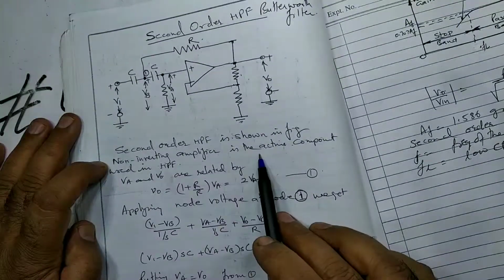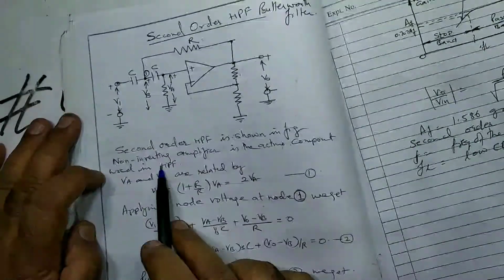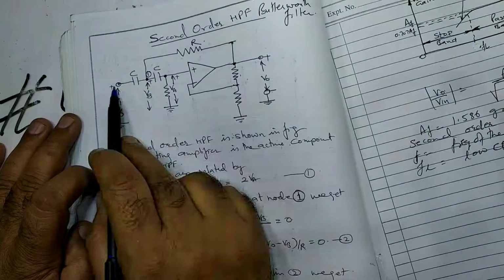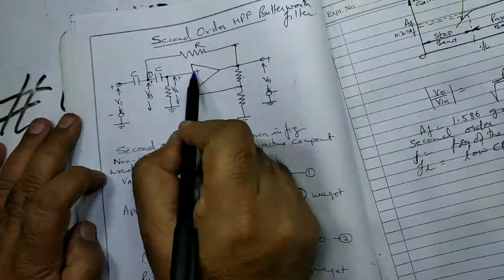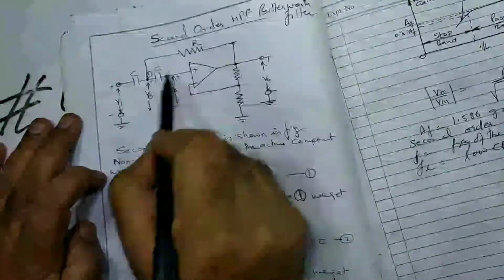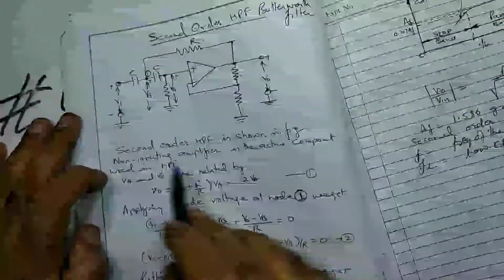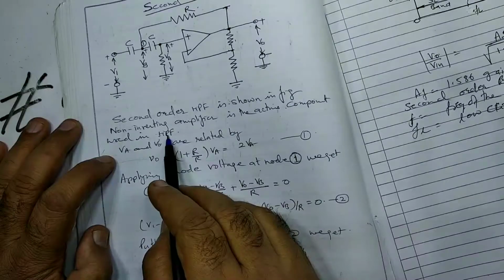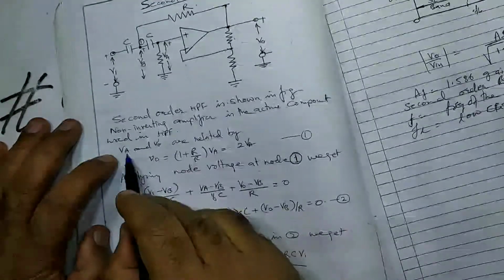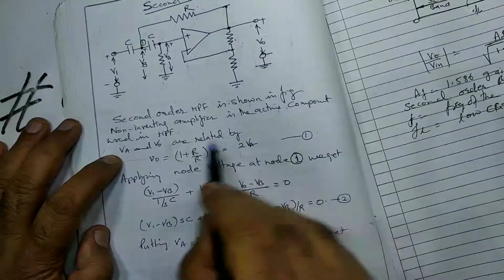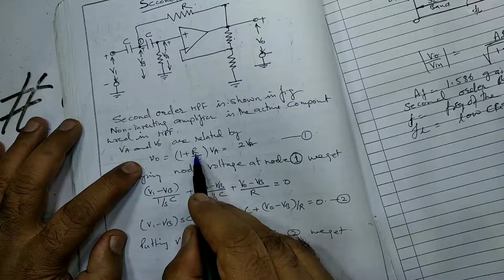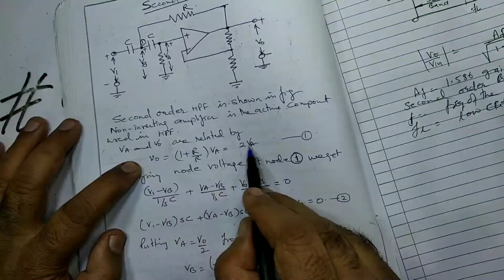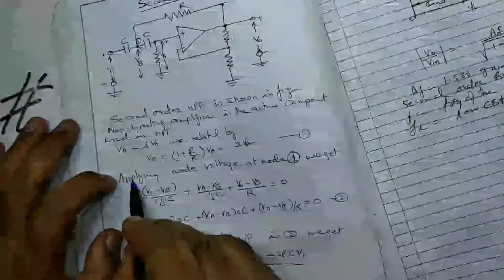A non-inverting amplifier is the active component used in the high pass filter. Since the signal is applied to the positive terminal, the non-inverting terminal, it is called a non-inverting amplifier, the active component used in the HPF, high pass filter. So VA and Vout are related by Vo = (1 + R/R)·VA = 2VA. This is the first equation.